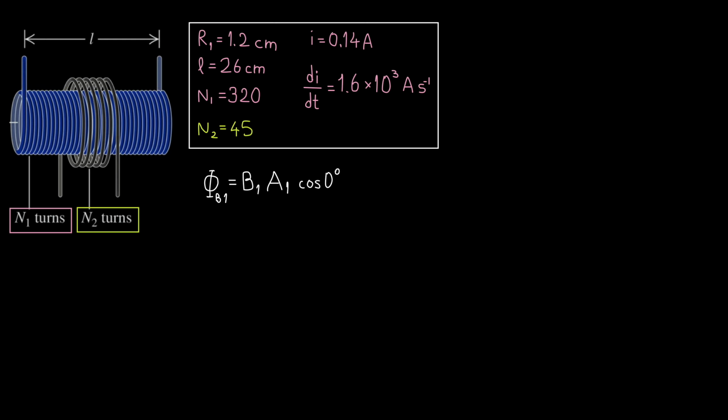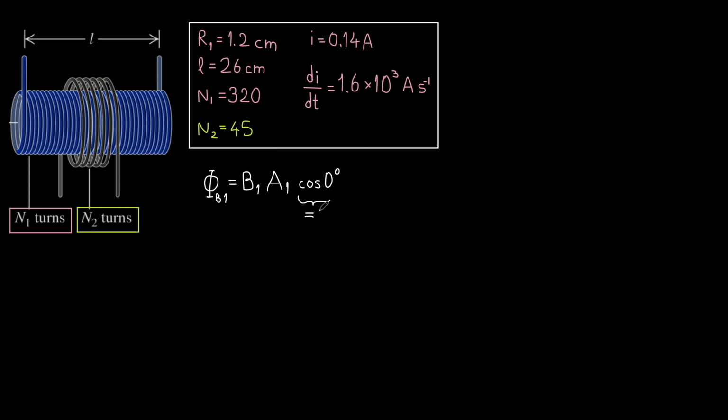First, we calculate the average magnetic flux through each turn of the solenoid. The magnetic field inside the solenoid is uniform, so the flux is equal to magnetic field times the cross-sectional area times cosine of the angle between the magnetic field vector and the area vector. Because the magnetic field vector is perpendicular to the cross-sectional area, the angle is 0 and cosine 0 is simply equal to 1.